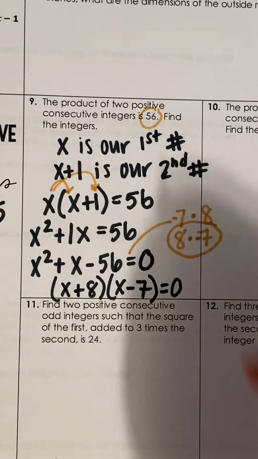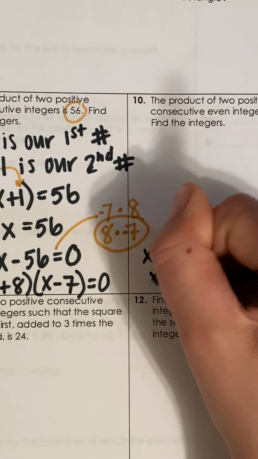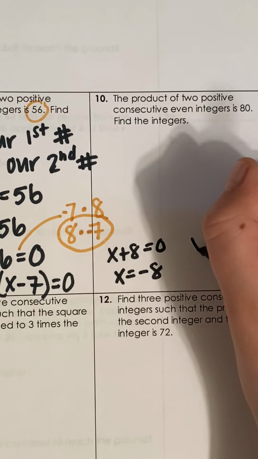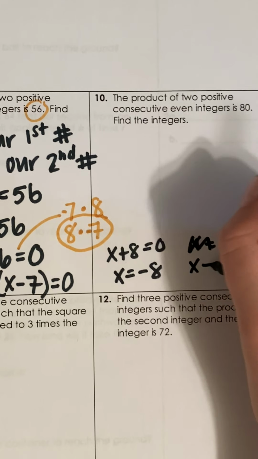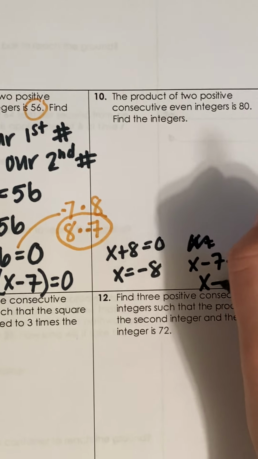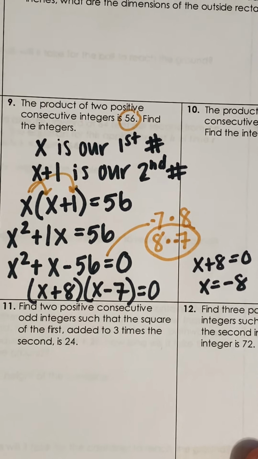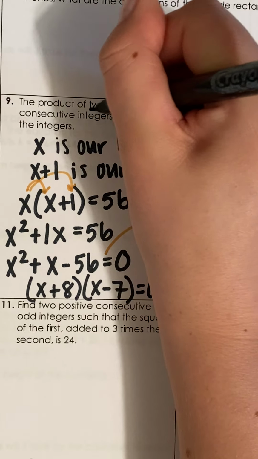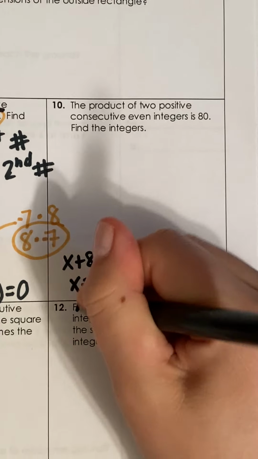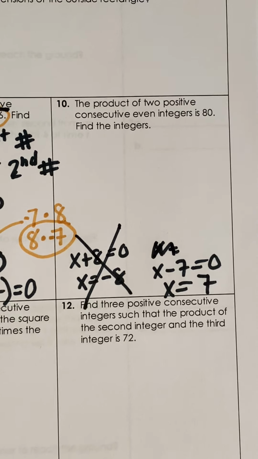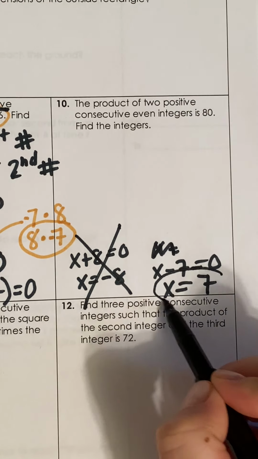Now, to solve for those, I set them both equal to 0. x plus 8 equals 0, so x equals negative 8. And then x minus 7 equals 0, so x equals positive 7. So remember that this problem said the product of two positive integers, and those are consecutive. So negative 8 is not going to work at all. Only one of our solutions for x will work. So x is equal to 7.